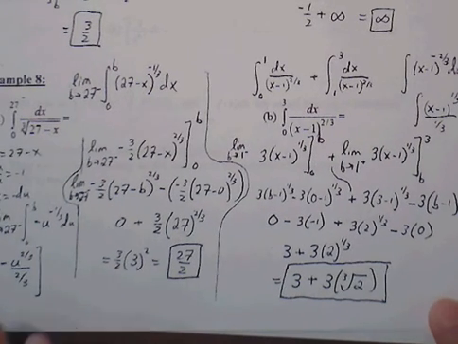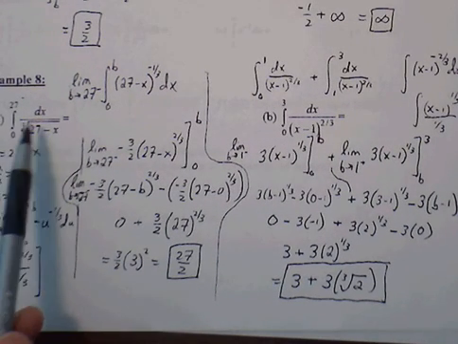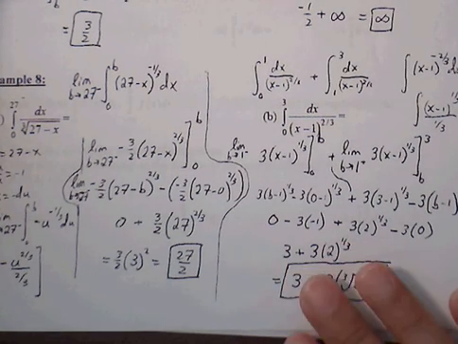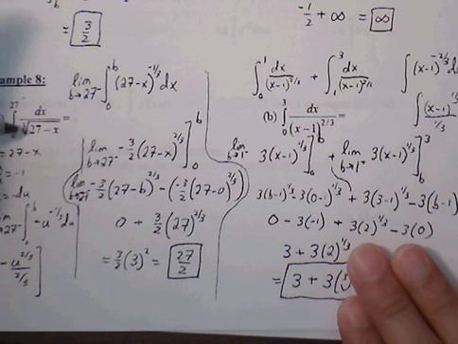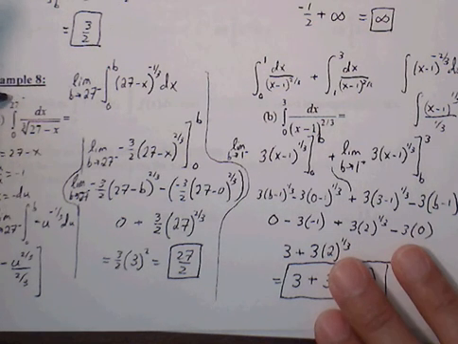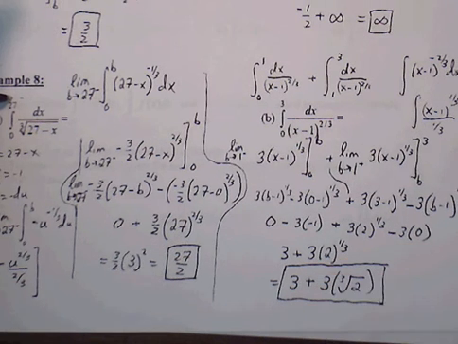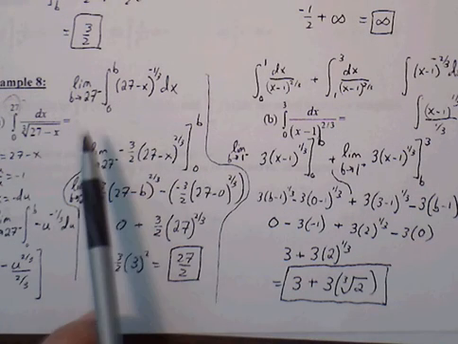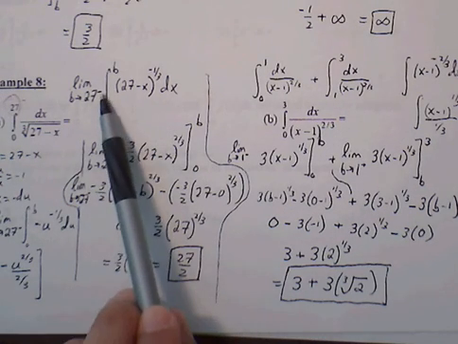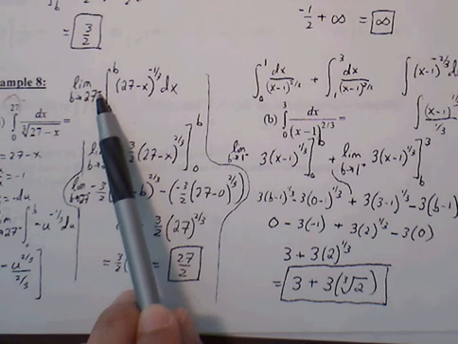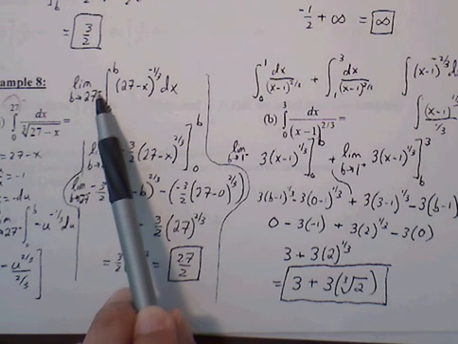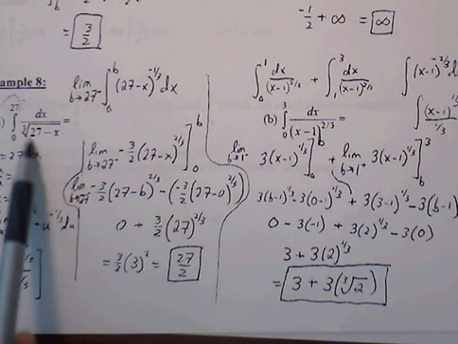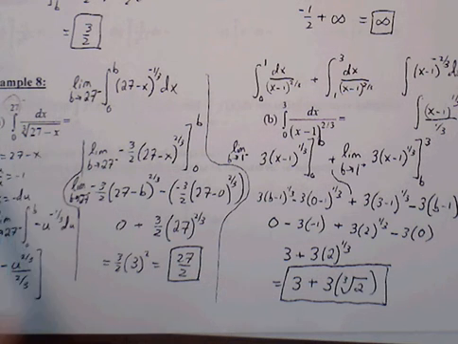Okay, example 8, a and b. The integral from 0 to 27 of dx over the cube root of 27 minus x. This is where we have to be a bit more careful, because the place where the divergent value is at is 27. So again, we're going to have to consider that the upper bound cannot be reached, but we can let b approach 27 from the left side of 27, since from the left side of 27 will still cause this to be a value that is defined.